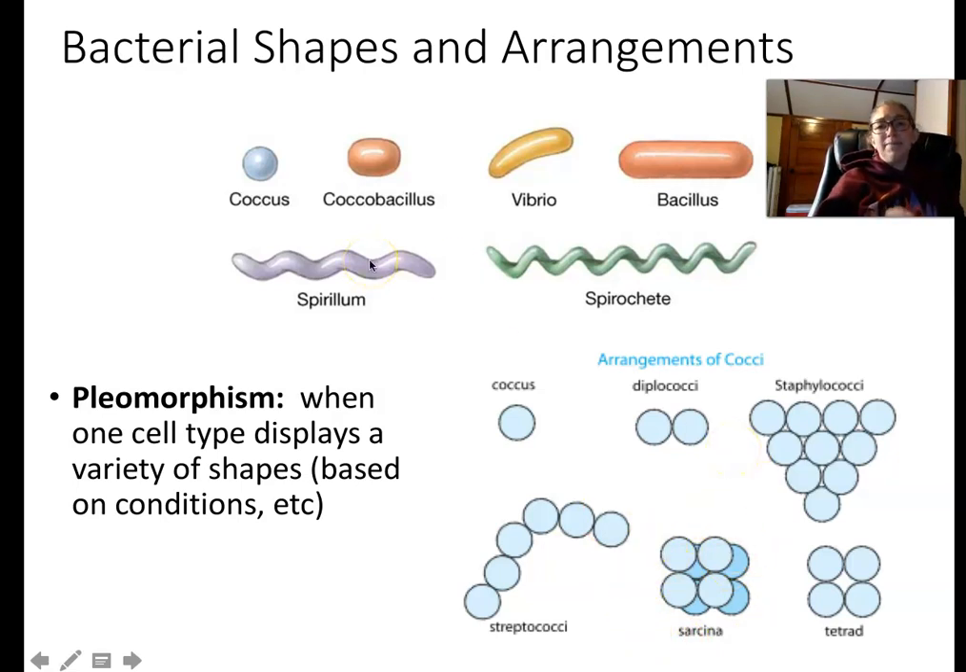Some bacteria can be shapeshifters to some extent. They can grow in different shapes depending on the conditions, maybe different temperatures. A bacteria might grow in a coccus shape at one temperature, but in more of a bacillus or coccobacillus shape at another temperature. So microbes that can take on different shapes are called pleomorphic.